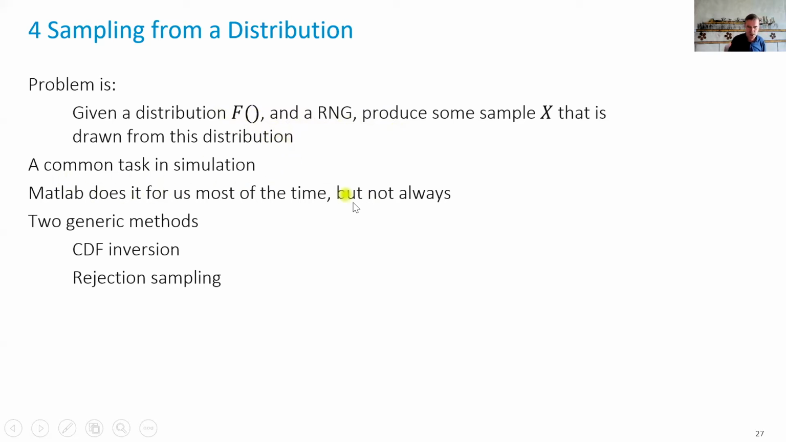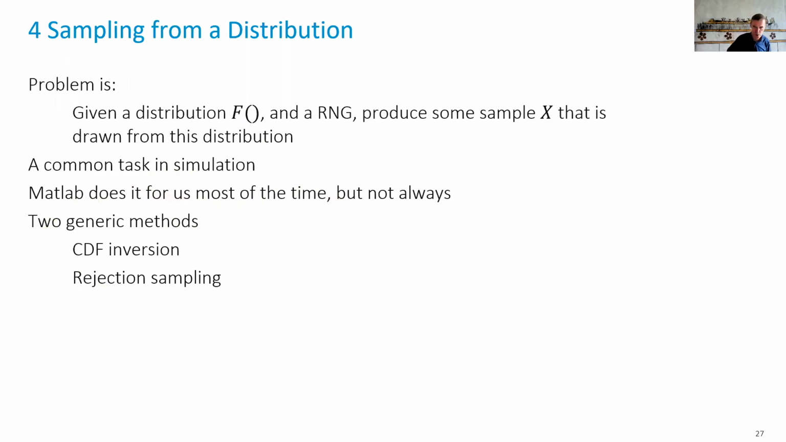So most of the time, this is packaged. For example, if I want a sequence of n random numbers that come from the normal distribution, MATLAB will do it for us. So in that case, we will use the MATLAB function randn. And there are similar functions that are more or less copied from MATLAB in NumPy, for example. But it doesn't always do it, and there are many instances where we need to do it ourselves. Therefore, we need to learn about the two classical methods for that, called CDF inversion and rejection sampling.